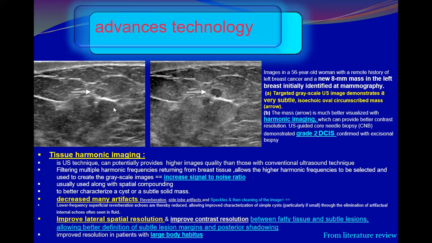So this can decrease many artifacts, reverberation, speckles, and so forth, as well as improving the lateral resolution and contrast resolution. As you have seen in this case, a lady, 58 or 56 years old, with a remote history of left breast cancer, presented with a mammographic 8 millimeter mass. At the same location on ultrasound, there is a barely seen isoechoic lesion. We are not sure, it's questionable. We cannot be sure whether it is a fat lobule or a true lesion. But by using harmonic imaging, definitely it provides a better image, improving the conspicuity of the lesion first, and then characterization of the lesion. Ultrasound guided biopsy was performed, proven to be grade 2 DCIS, okay, so it's really helpful.